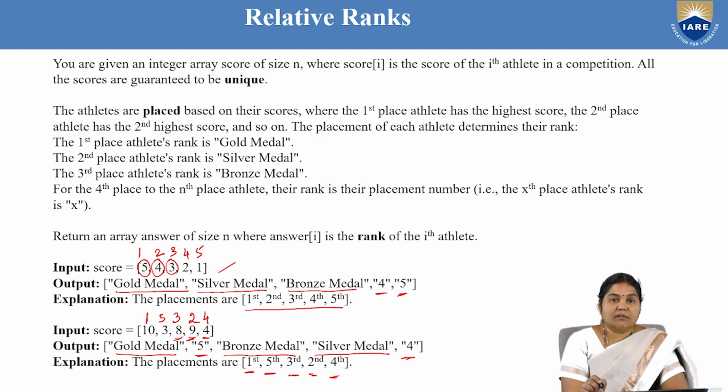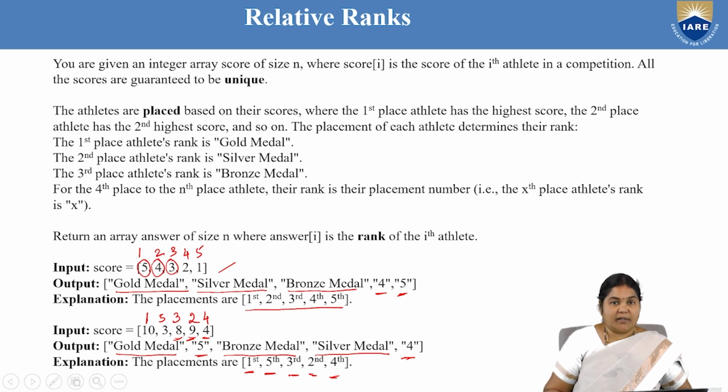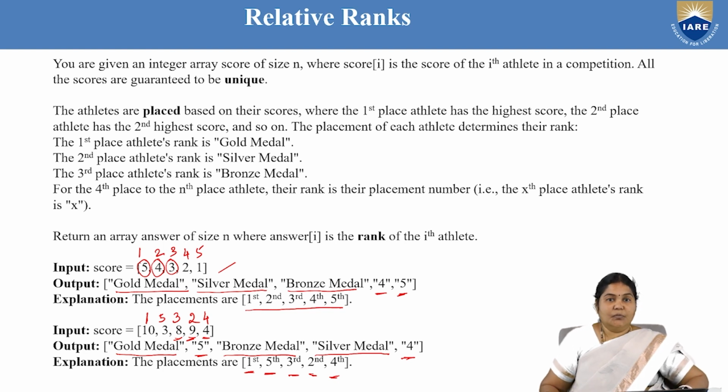Now, how to solve this problem using Python? For this, we will use the dictionary concept. First of all, we will sort the original scores, and then we will use a dictionary to store their scores and the type of medal they are going to get. So let us start coding it.